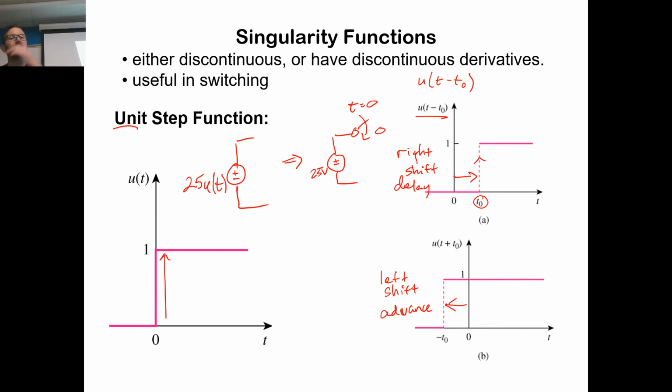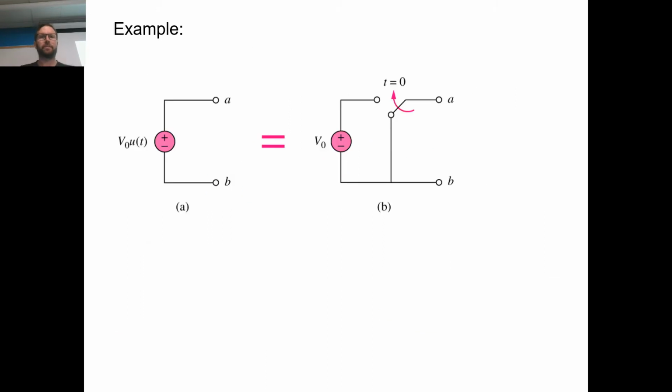Okay, so that's the unit step function. You might see some problems in the homework that have a u of t symbol on there. Sometimes you'll have voltages turn on at different times, like one turns on at t equals 0, another one turns on at t equals 3 or something. It kind of depends.